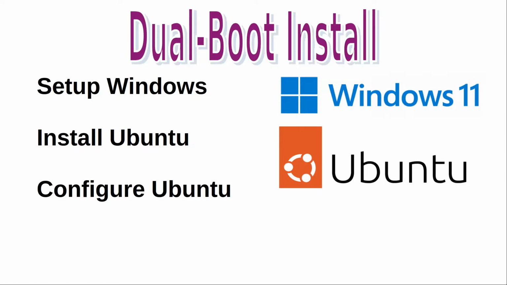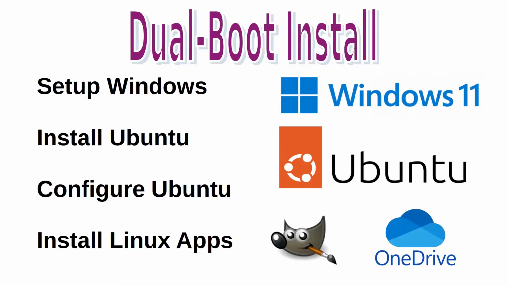Then look at some of the configuration changes I made to Ubuntu, and then some of the applications I installed. This includes traditional Linux applications such as GIMP, but also some apps for integration with Windows, including the OneDrive client.